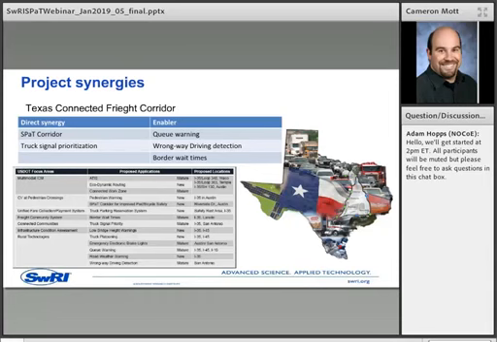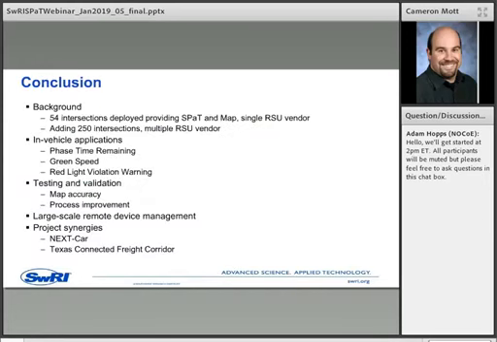So those are just a few of the projects that also have synergy with this existing project, and being able to provide kind of a holistic improvement of all of the efforts involved.